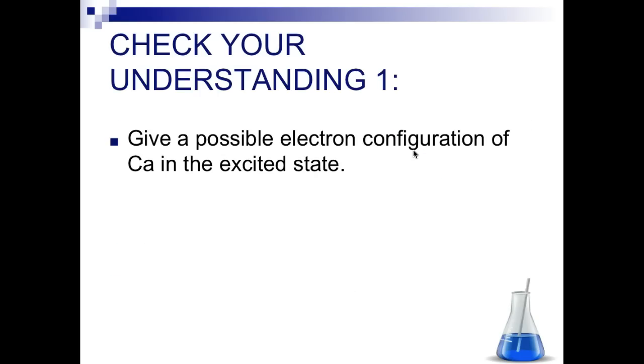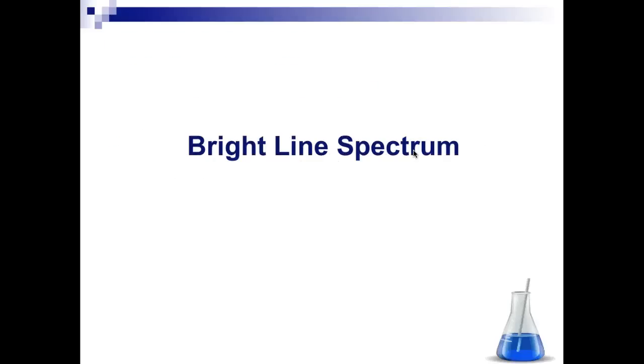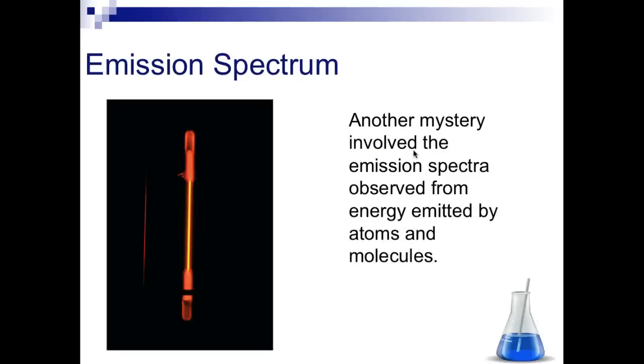Check your understanding. Give a possible electron configuration for calcium in the excited state. Now, there's going to be multiple answers to this, and we're going to go over this in class tomorrow. When we talk about electrons in their excited states, we're going to talk about what happens. What we see, as people, is spectra, bright line spectra.